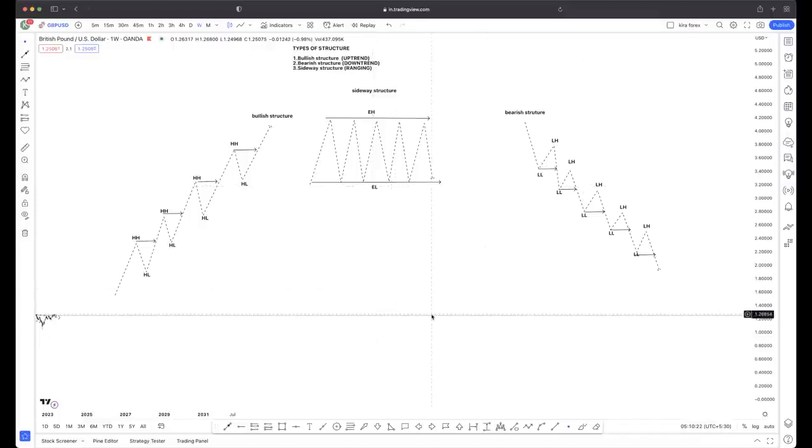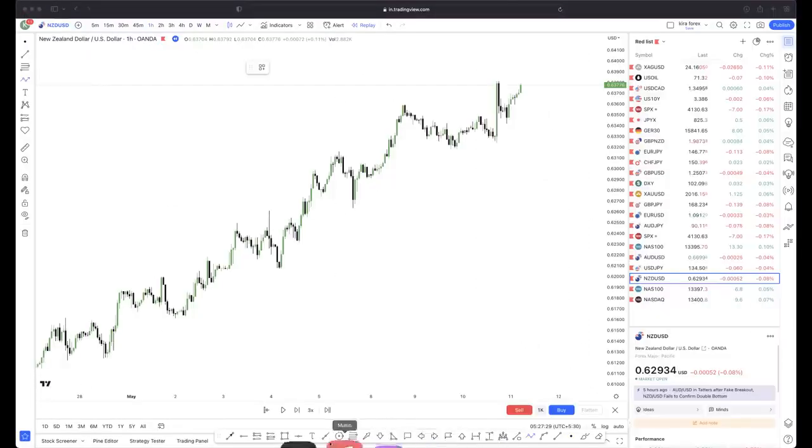So basically, these are the types of trend or the types of structure that we have. We have the bullish structure, the bearish structure, and the sideways structure. Now let's move to the chart and have the real feel of how a bullish structure looks like, how a bearish structure looks like, and also how a sideways structure looks like.